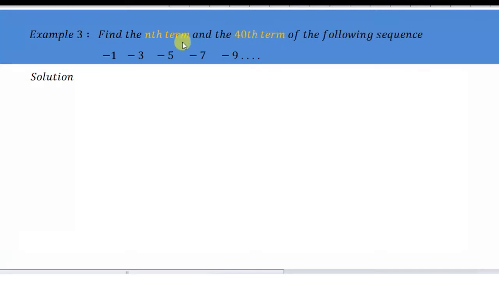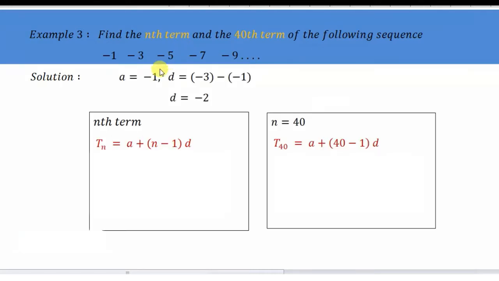Now you know how we find the nth term and what the nth term is. The nth term is basically the formula of the particular given sequence. So let us find the nth term. To find the nth term, what do we need? We need A and D. So what is A? A is negative 1, that is the first term. And how do you find D? Next term minus previous term.